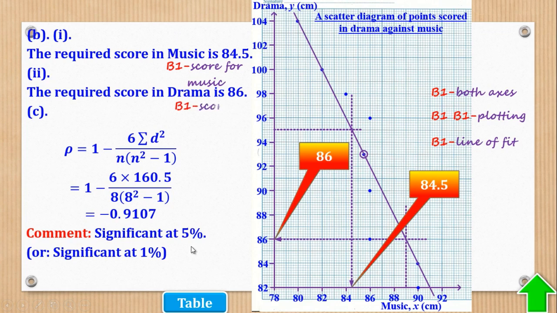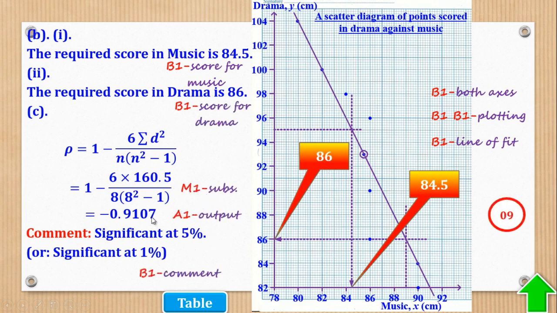So B1 for that method, B1 for that estimation, M1 for the substitution, A1 for output, B1 for the comment.